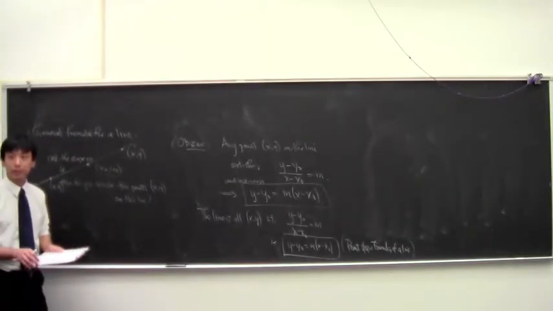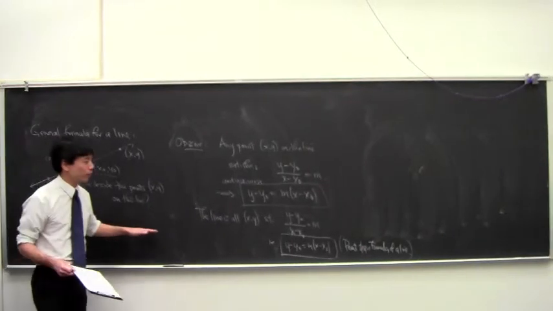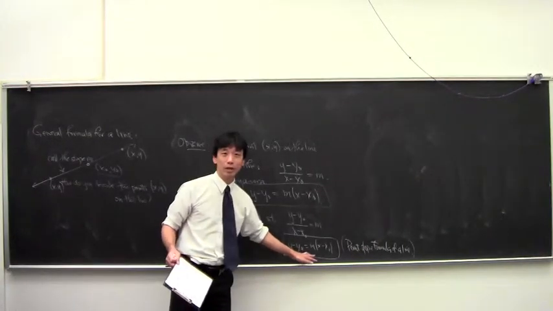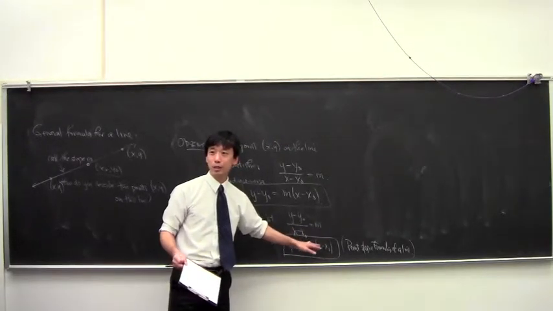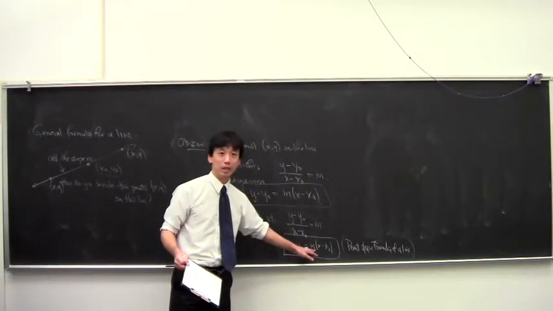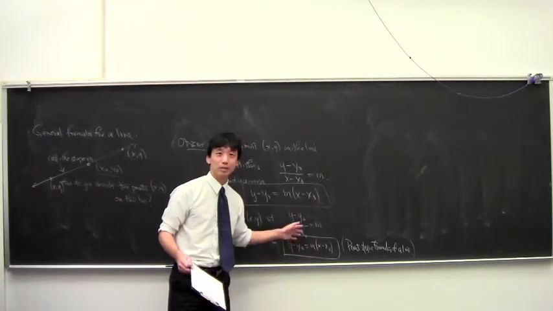Any questions about that? Right, so this is what this is. You've probably seen this before, right? If you have a point on the line and you know the slope of the line, then every point on the line is going to satisfy this formula. This is how you see it.